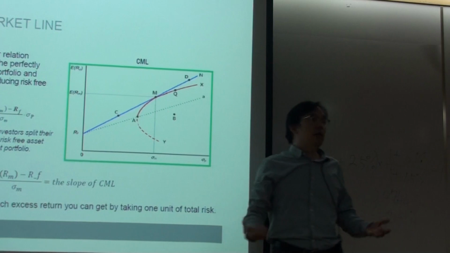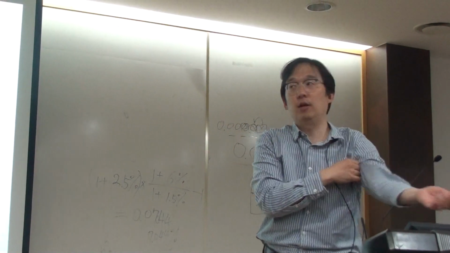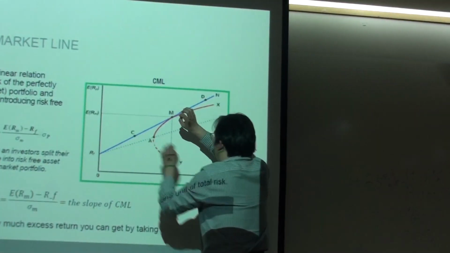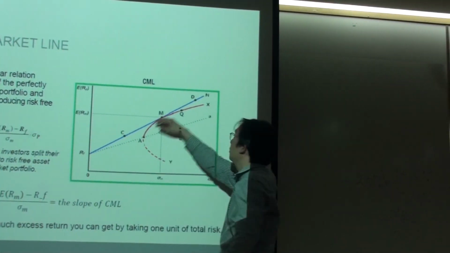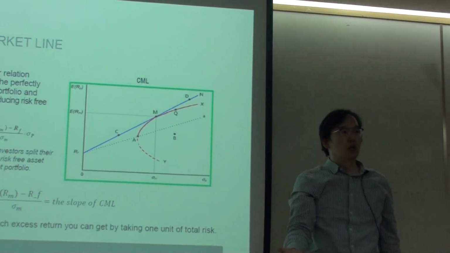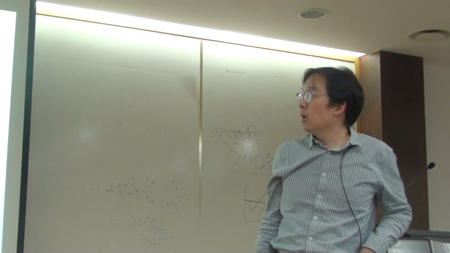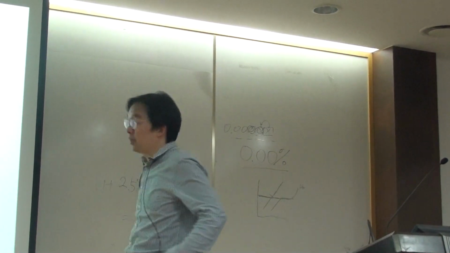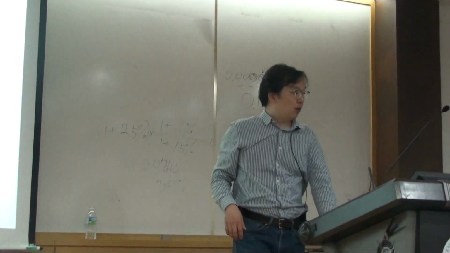So it tells you, tell me your risk preference. And then with the market portfolio and the risk-free asset, we can construct a portfolio to serve your risk preference. So the capital market line is very important in that sense.